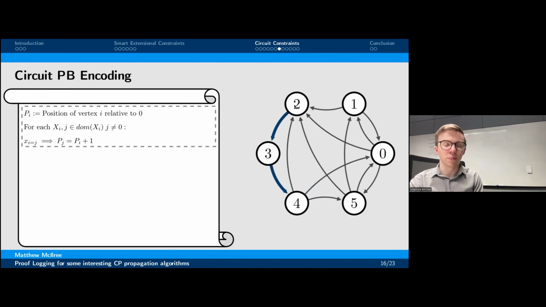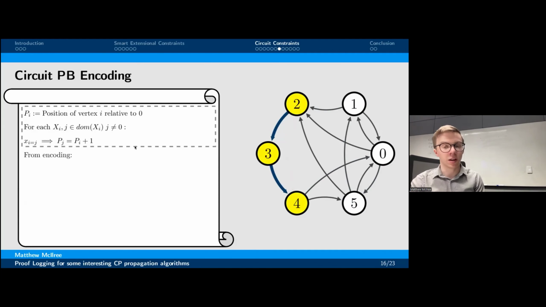Imagining these thick blue lines represent variables that are actually assigned, as opposed to the thin gray lines, which represent variables that just have those values still in their domain. We have x2 equals 3 and x3 equals 4. So the circuit propagator should be able to do look-ahead here and infer that x4 better not be 2, because then we've completed a small cycle.